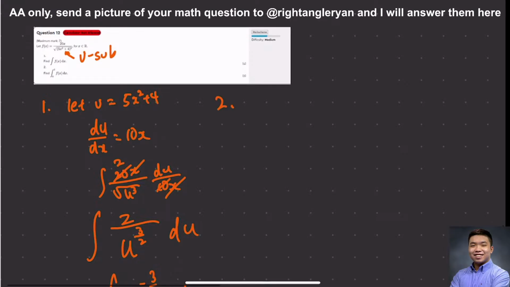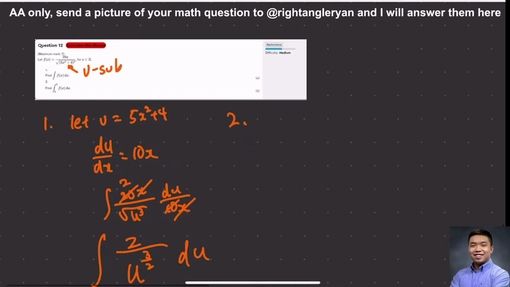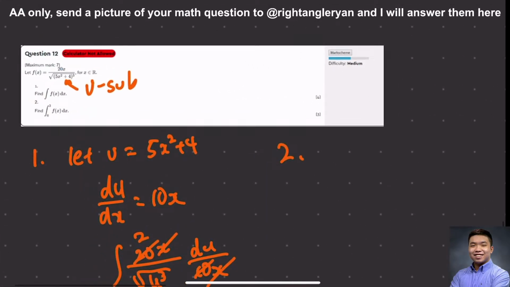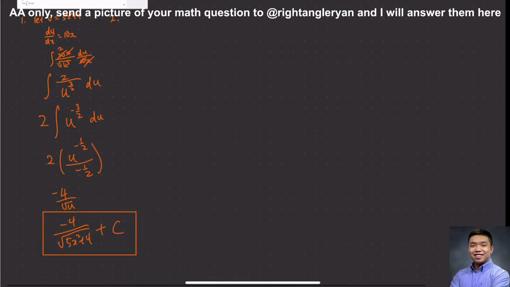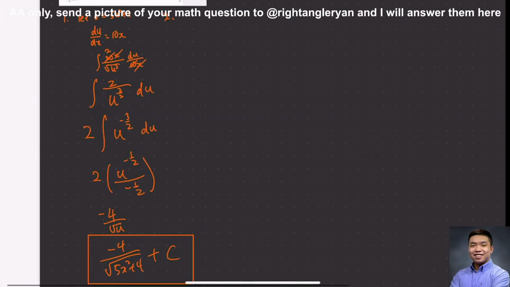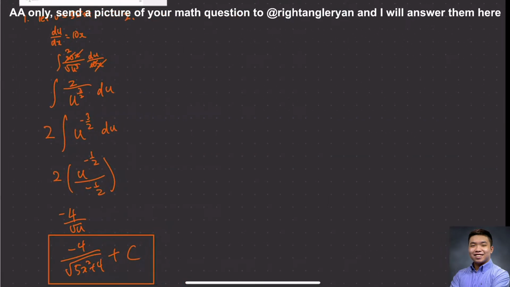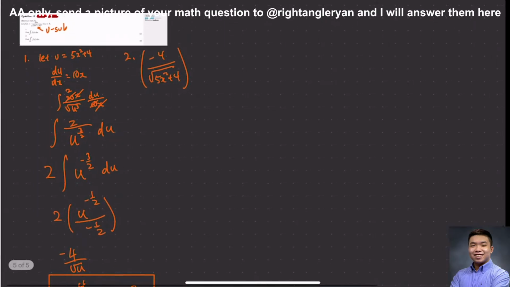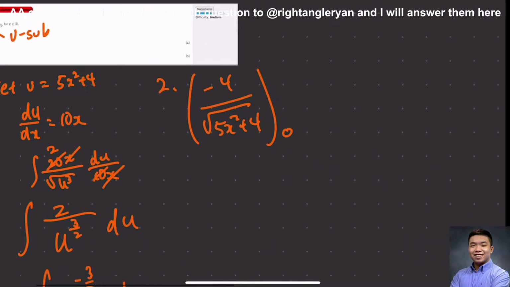Okay, and then now part 2. I need to integrate from 0 to 3, right? So I can just reuse my result here. I know after you integrate, it's going to be negative 4 over square root of 5x squared plus 4. Now I just need to sub in 0 and 3. So 0 and 3, like that, right?